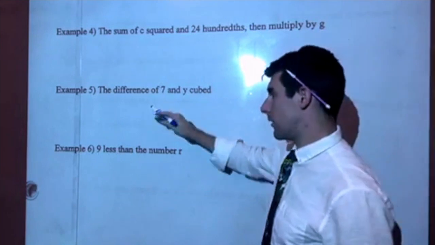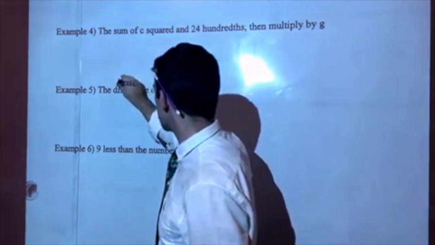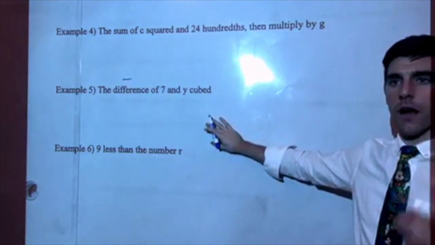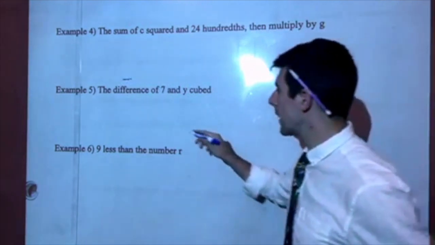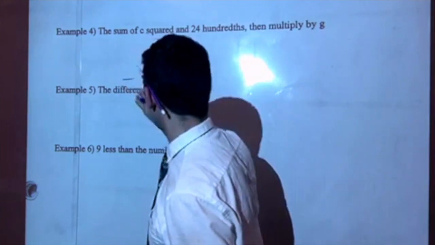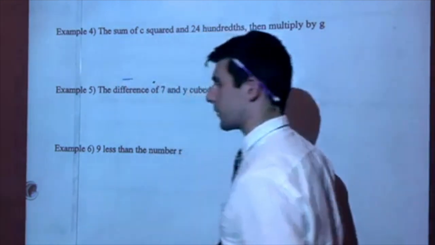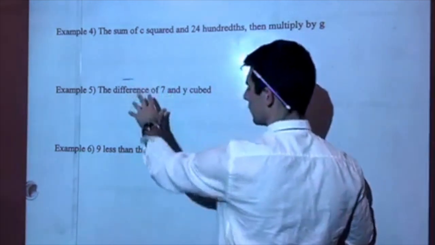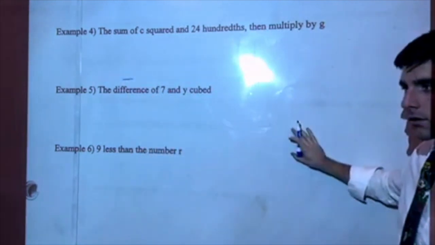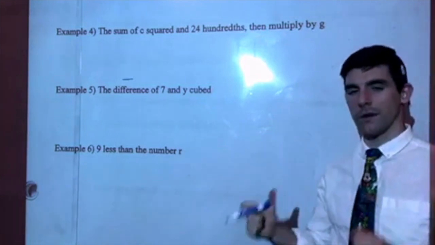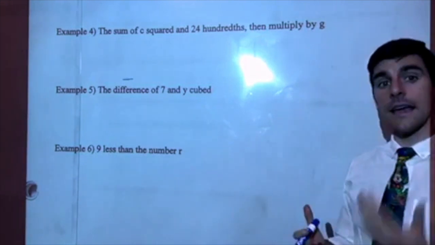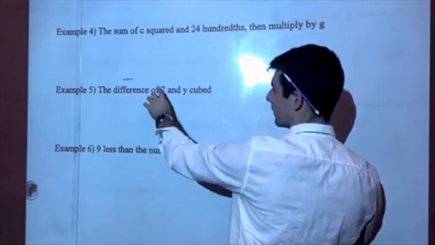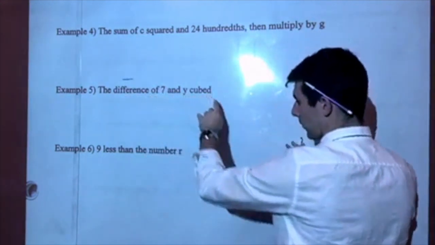So example 5 says the difference. Right away I'm going to pause there. Difference implies subtraction. So I'm annotating and making a note to myself that I'm going to subtract at some point in time. The difference of, now if you put a dot for multiplication, you didn't really read the sentence. It's saying the difference of, which can also just imply whatever comes next. That's why we don't want you to memorize that of means multiply. It's not always the case. It can mean that, but it's not always the case. So the difference, subtracting, of 7 and y cubed.